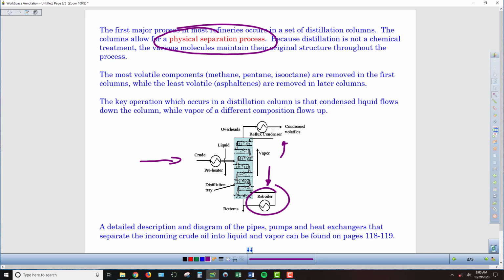In each column you have more and more separation of the various hydrocarbons from each other, which are then isolated and removed and taken to different parts of the plant where they're processed for various purposes, like gasoline for engines, oil for engines, jet fuel, and asphaltenes for use in paving roads, and the like. You can see a detailed description of this process in the same diagram in our textbook, as well as others, which helps give you a better understanding. That can be found on pages 118 and 119 of our textbook.